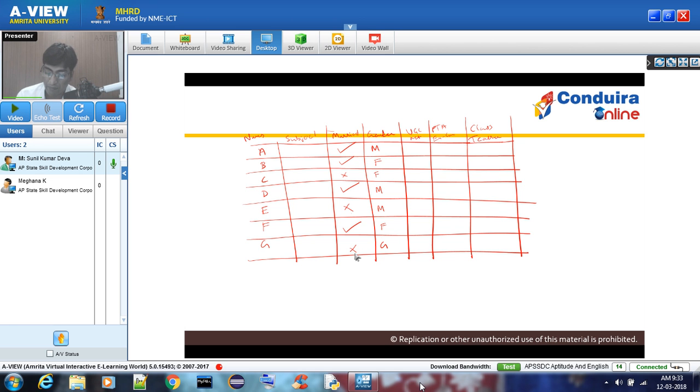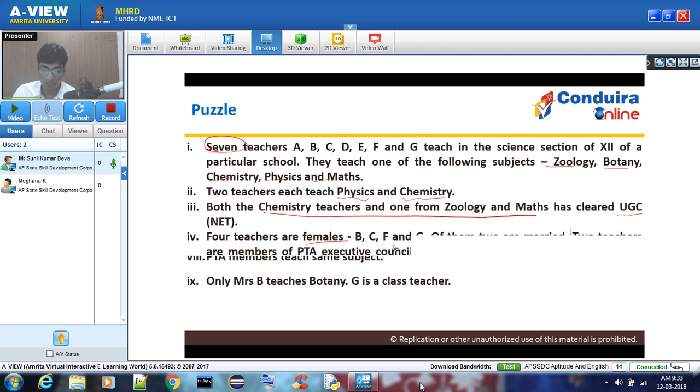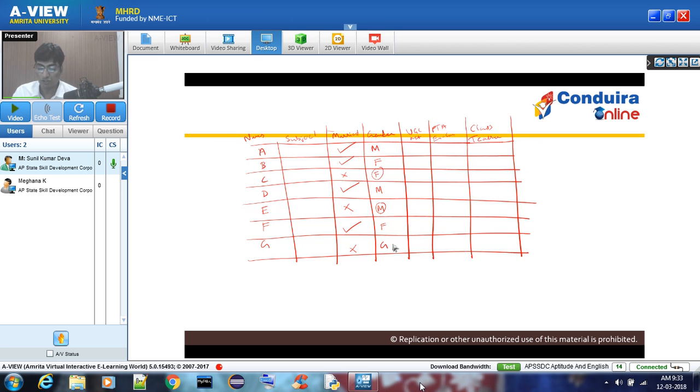So look at it. C is an unmarried female teacher. E is male. G, we wrote it incorrectly. We know that there is a list of female teachers altogether: B, C, F, G. So G should have been written as female. So out of the unmarried teachers, we have 2 female teachers, that is C and G, and we have 1 male unmarried teacher.